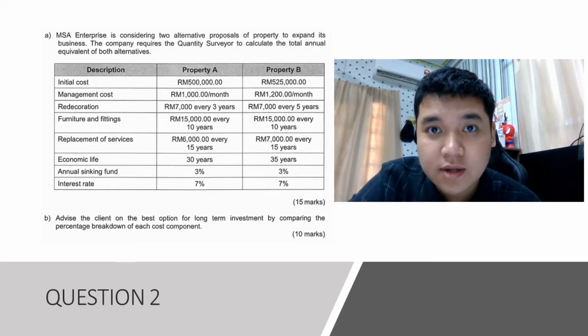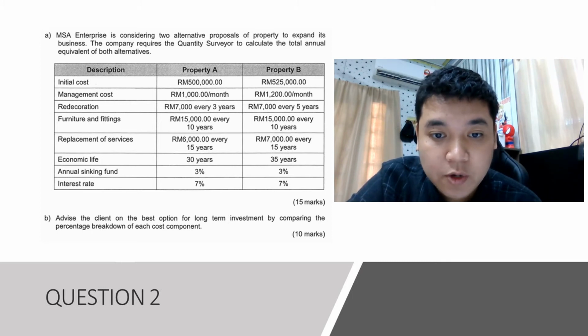Based on this slide, this is question number 2, which consists of A and B. A is MSA Enterprise is considering two alternative proposals of property to expand its business. The company requires the quantity surveyor to calculate the total annual equivalent of both alternatives. You can pause to look at the data below. B is advise the client on the best option for long-term investment by comparing the percentage breakdown of each cost components.